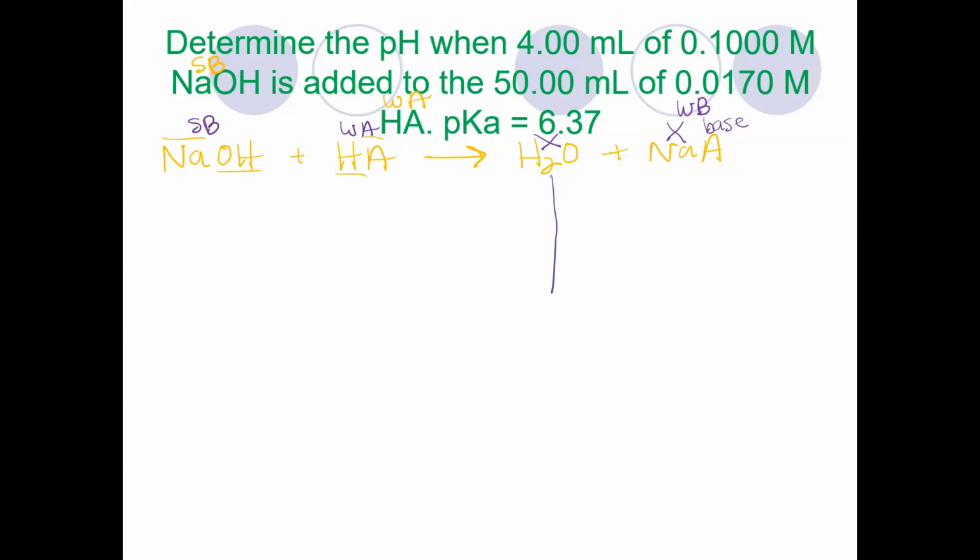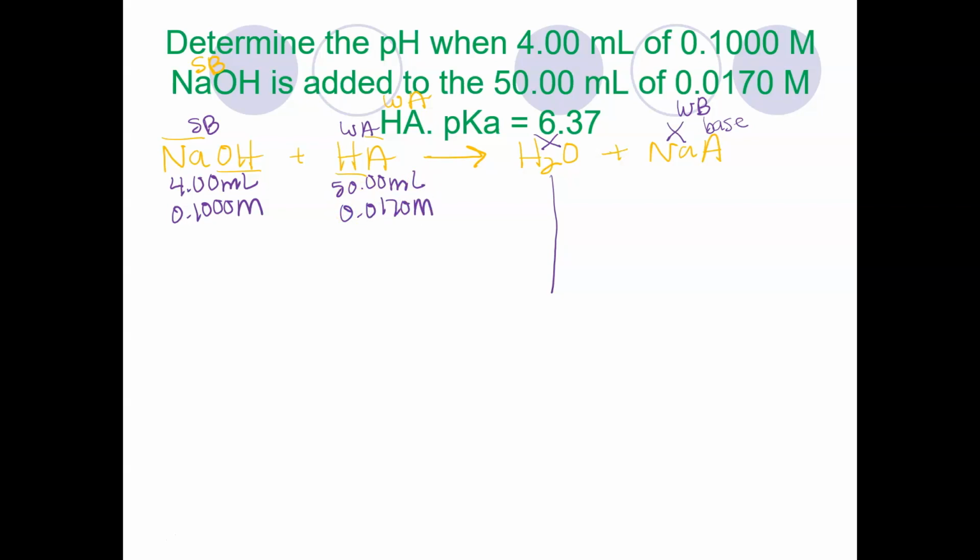Okay, so looking at our table, the weak acid and strong base on our handout, we wrote the balanced equation. Good job. Number 2, it says convert to moles of each chemical. So now it's time to look at the numbers. So we have 4 milliliters of a 0.1 molarity sodium hydroxide. I'm just going to write this down right now. 4 milliliters of a 0.1000 molarity. We have 50.00 milliliters of a 0.0170 molarity. And we have to solve for moles.